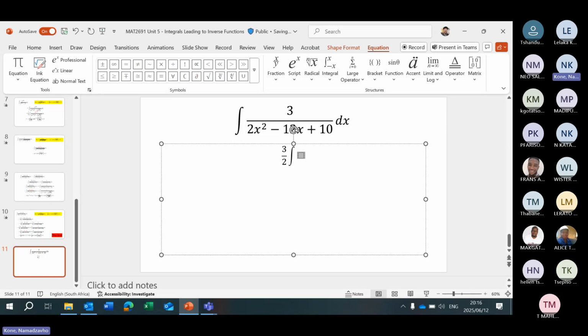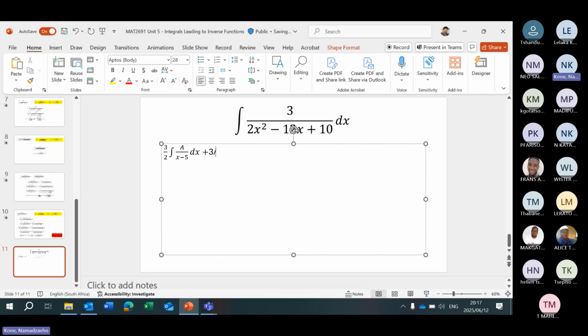So I want you to give me the value of A. The factors here will be x squared minus 6x plus 5. So it's x minus 1 and x minus 5, right? x minus 5 dx plus 3.